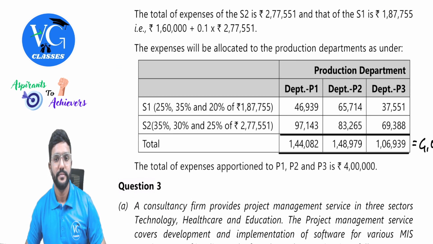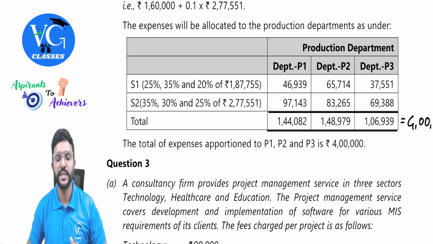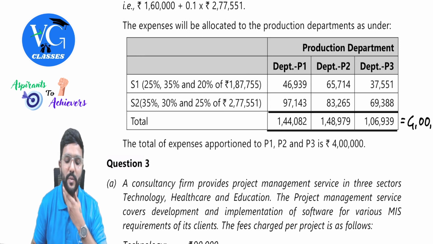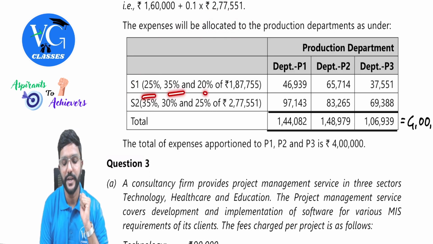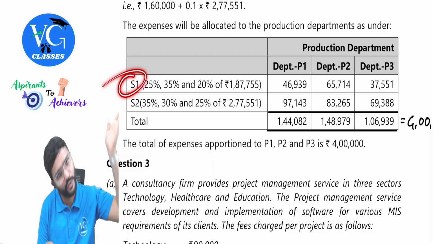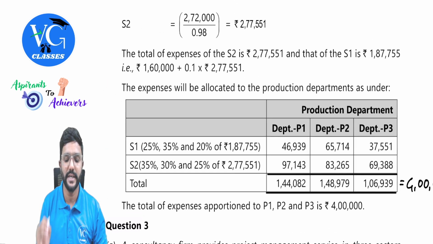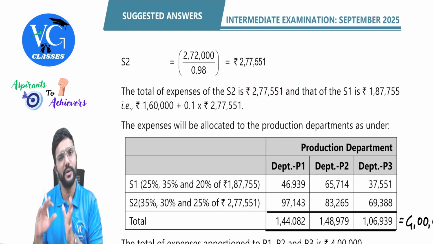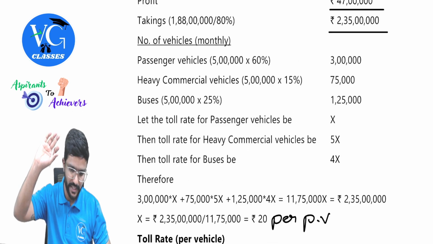Now, the expenses will be allocated to the production departments as under. Better use the word reapportioned. So S1's cost will be apportioned in the ratio 25, 35, 20 to the production departments. They have asked only for production departments. Actually, S1 cost will also go to S2, but they didn't ask that here. Once we have calculated the total cost, just show the reapportionment only to the production departments. That is what is asked.